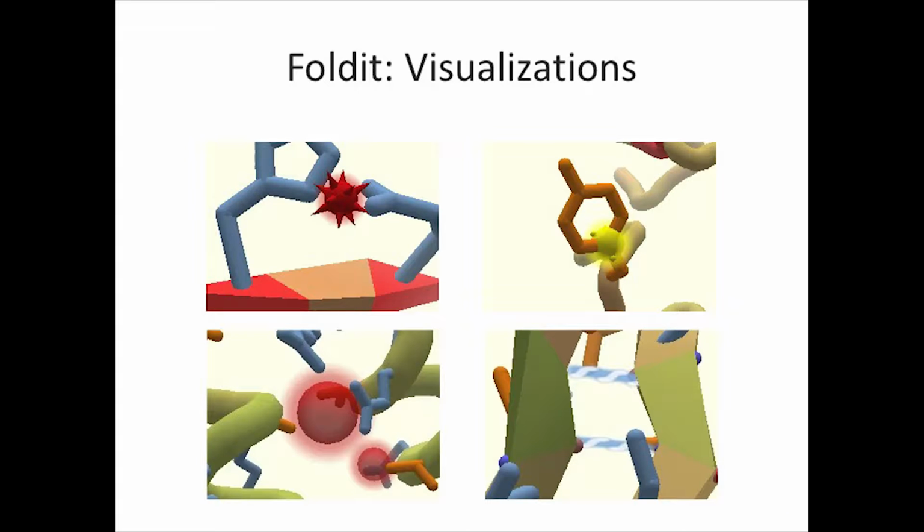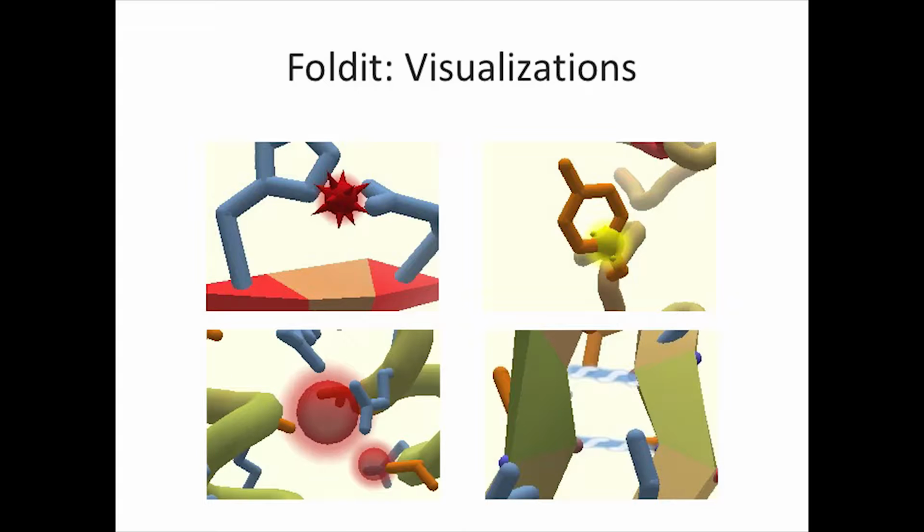Additionally, we added to the protein a number of different external visualizations that float around the protein and show the players where there are areas that they might want to change, or areas where things are good and they might want to keep things the way they are. These include things like clashes that show players areas of the protein that are too close together, and they might want to pull them apart.